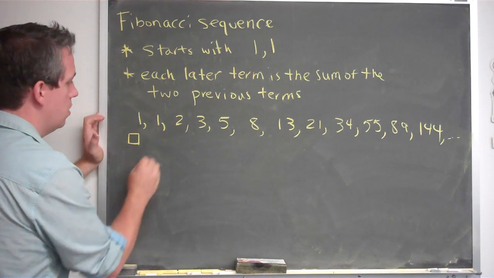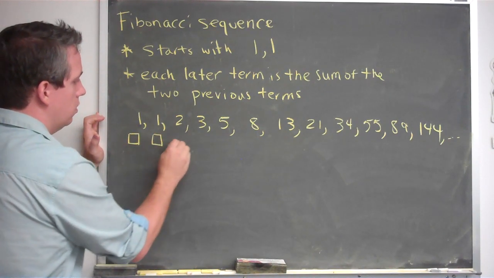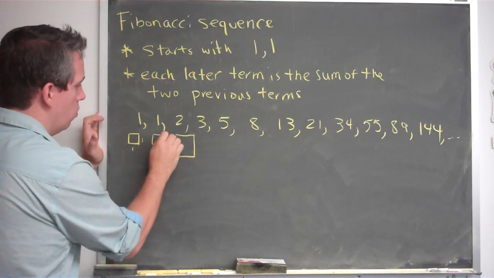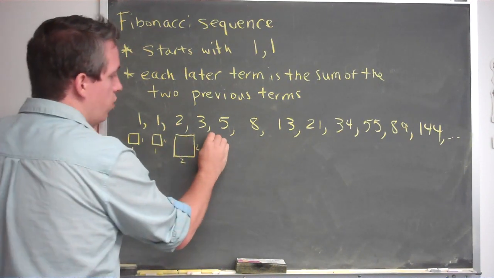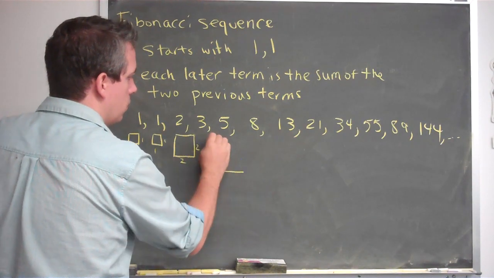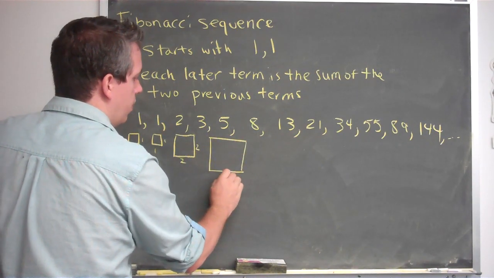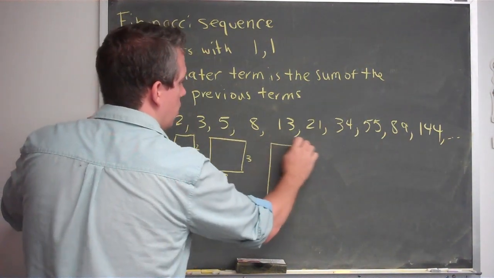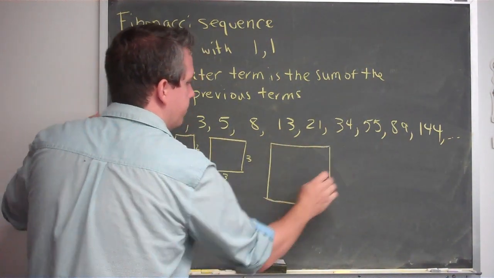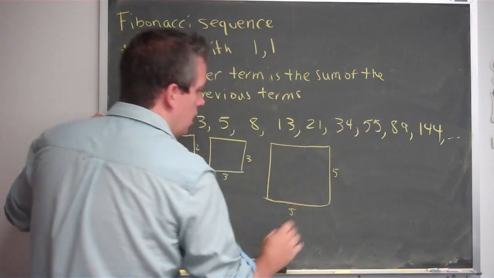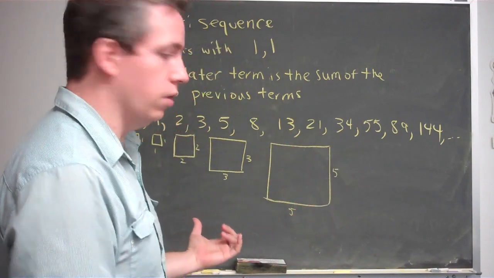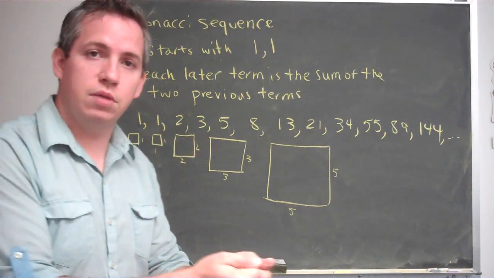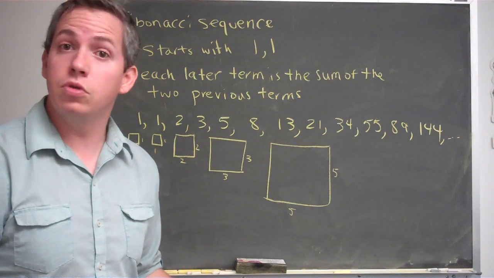A 1 by 1 square, a 1 by 1 square, a 2 by 2 square. So this is a 1 by 1, 1 by 1, 2 by 2, a 3 by 3 square, 3 by 3, a 5 by 5 square, 5 by 5. And I'm actually running out of room on this board. Maybe instead of setting them underneath the sequence, I could try to put them together, almost like packing boxes into a truck.